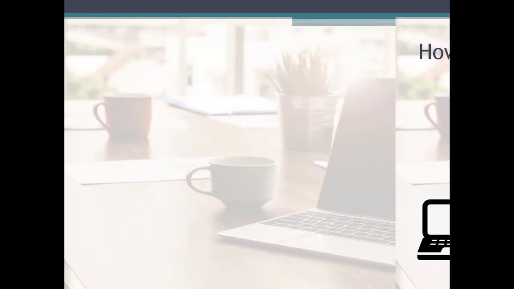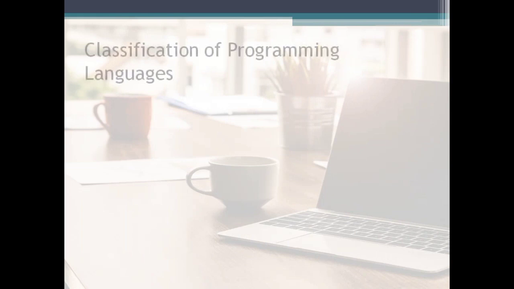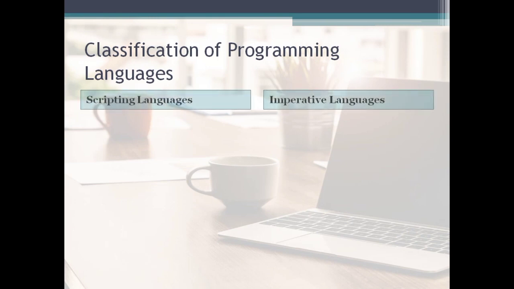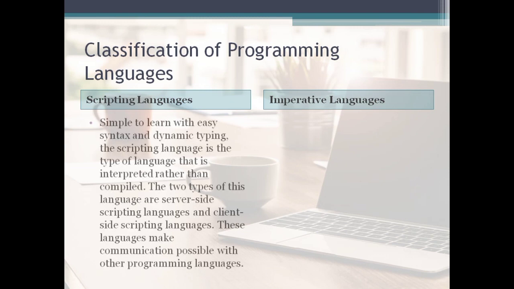Now let us have a look at the classification of programming languages. Basically there are many types of languages that can be classified into varied categories, but the categories which are important for us are of two types: scripting languages and imperative languages. So let us look at what is a scripting language. Scripting languages are those languages which are simple to learn with easy syntax and dynamic typings.